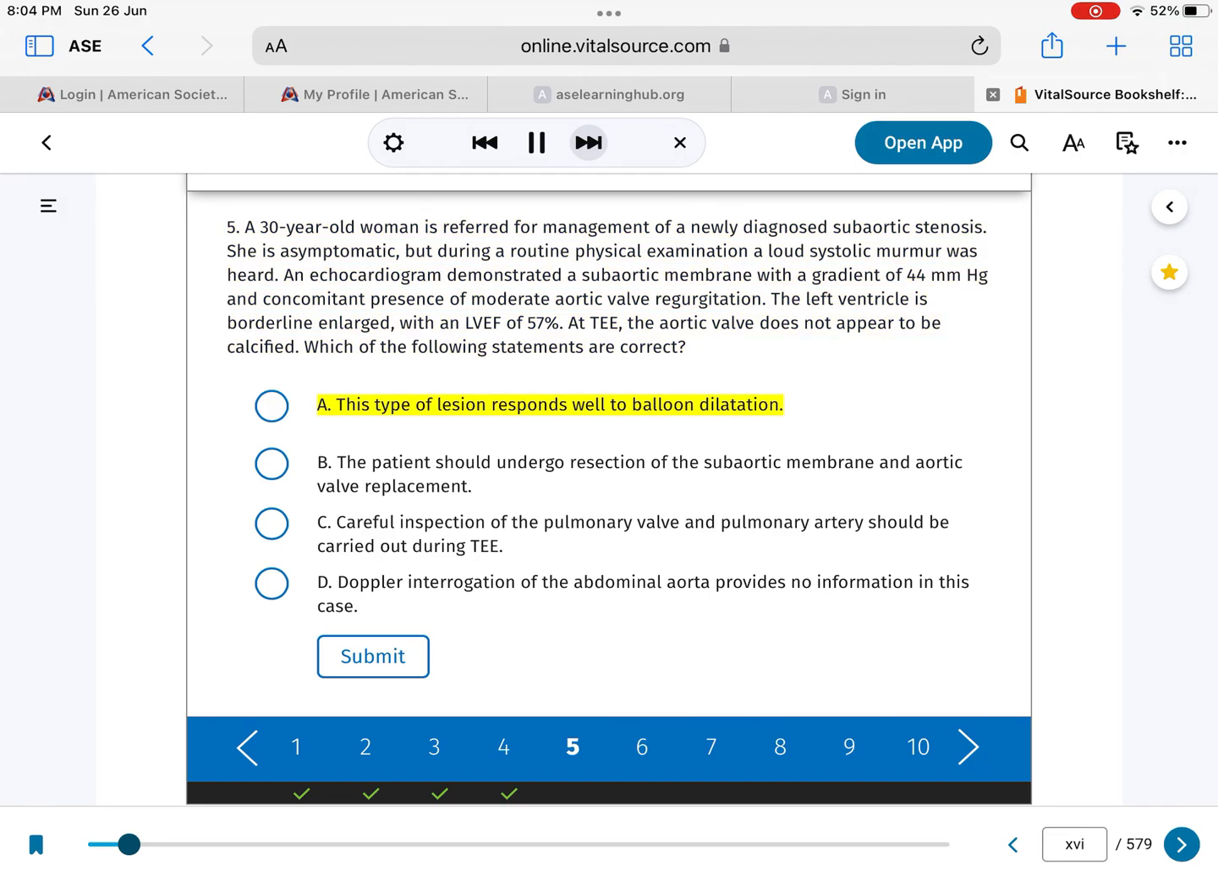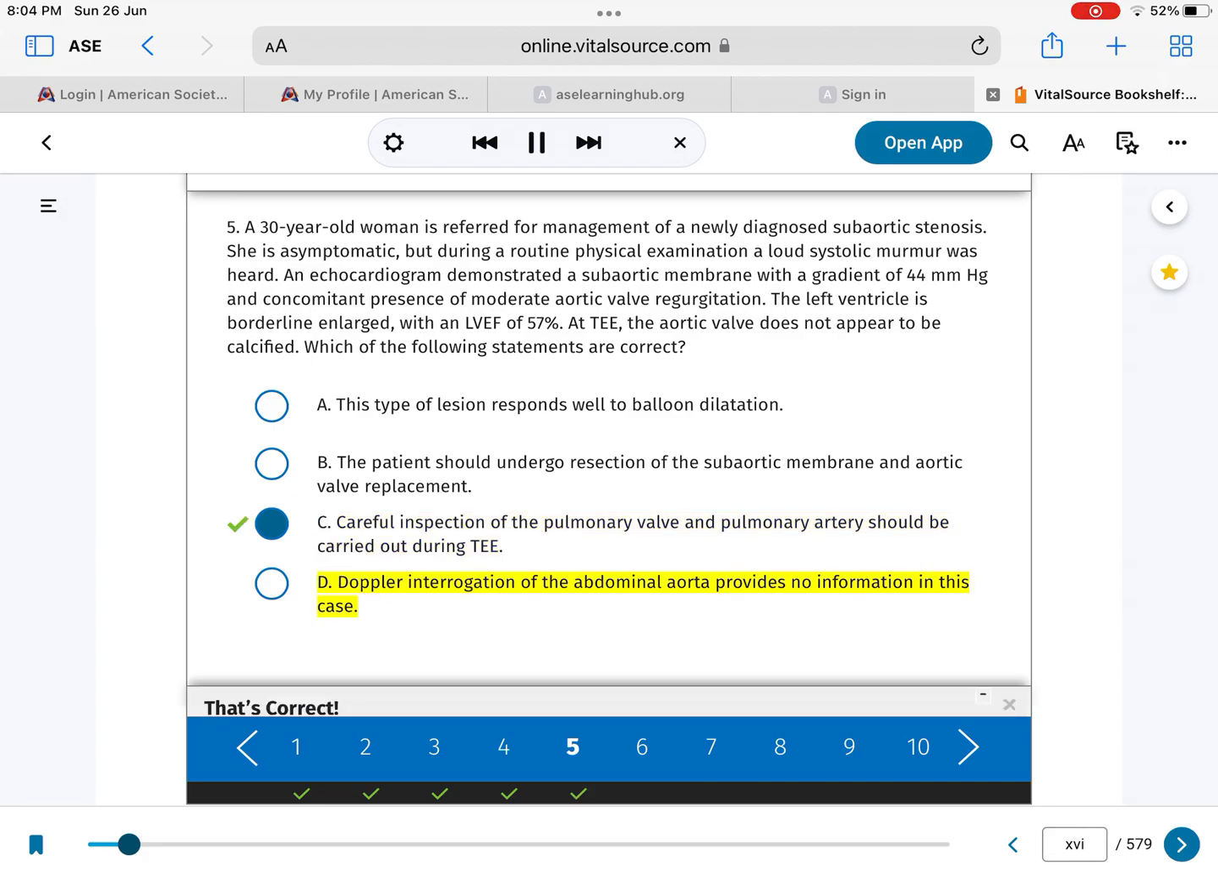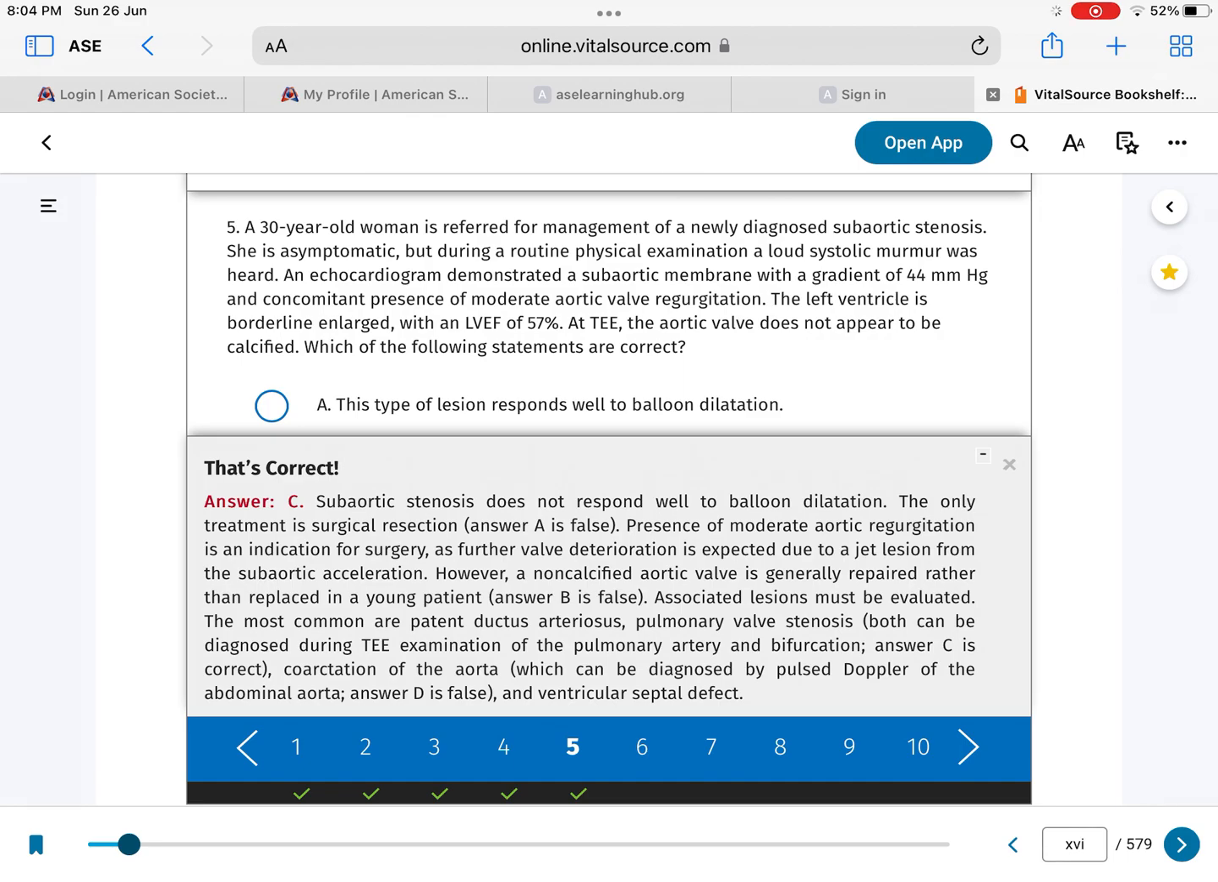A. This type of lesion responds well to balloon dilatation. B. The patient should undergo resection of the subaortic membrane and aortic valve replacement. C. Careful inspection of the pulmonary valve and pulmonary artery should be carried out during TEE. D. Doppler interrogation of the abdominal aorta provides no information in this case.